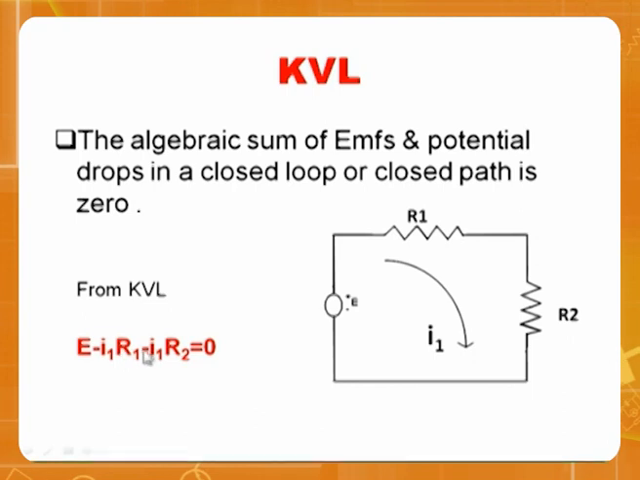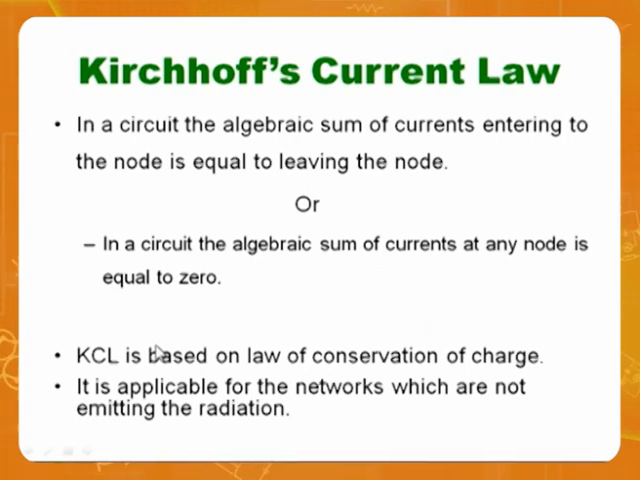Therefore, this is a way to say E is equal to I1 R1 plus I1 R2 if you take that side. Therefore, the total EMF is dropped in resistors. That is the meaning of KVL. Let me take you to KCL. In a circuit, the algebraic sum of currents entering a node is equal to that leaving the node. How many currents entering is equal to leaving?